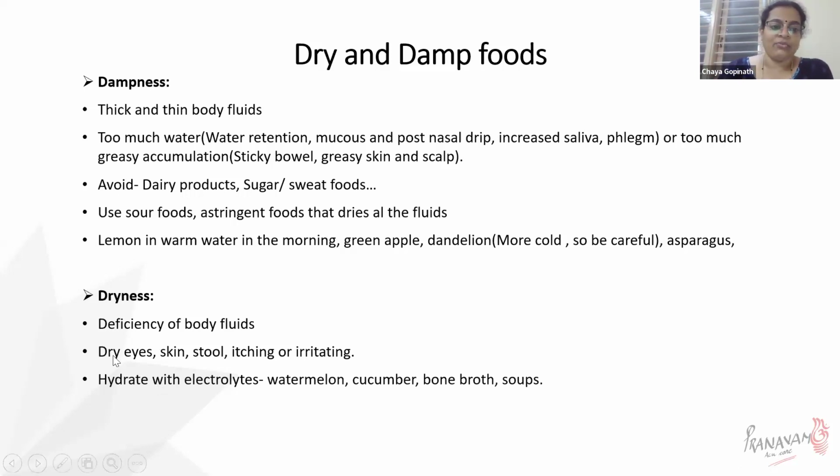What do these kinds of people have to do? The first and foremost thing they need to do is hydrate with electrolytes. If you are suffering from dryness related issues, all these above mentioned issues, constipation because of dryness, excess heat, the first thing you need to do is hydrate yourself with a lot of electrolytes.